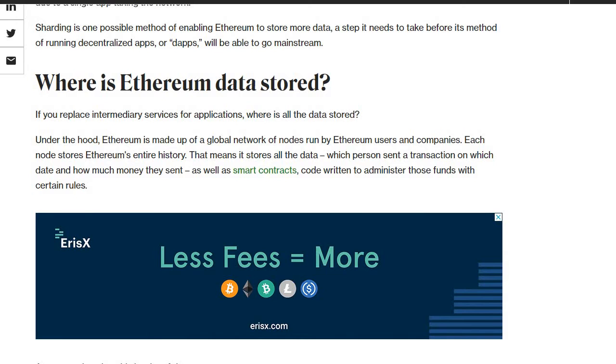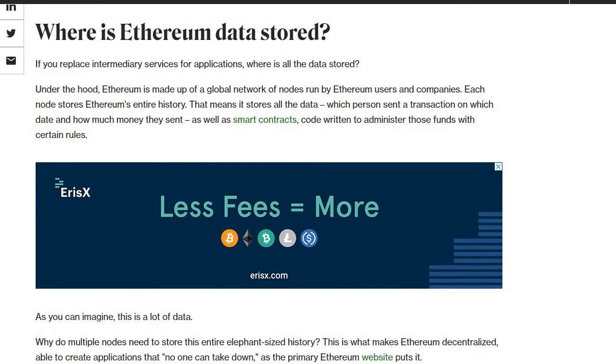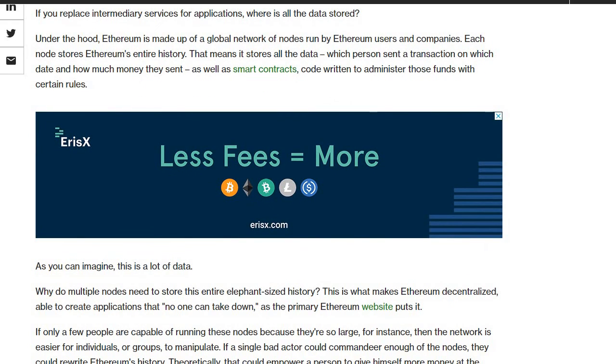Where is Ethereum data stored? If you replace intermediary services for applications, where is all the data stored? Under the hood, Ethereum is made up of a global network of nodes run by Ethereum users and companies. Each node stores Ethereum's entire history. That means it stores all the data, which person sent a transaction on which date and how much money they sent, as well as smart contracts, code written to administer those funds with certain rules. As you can imagine, this is a lot of data.